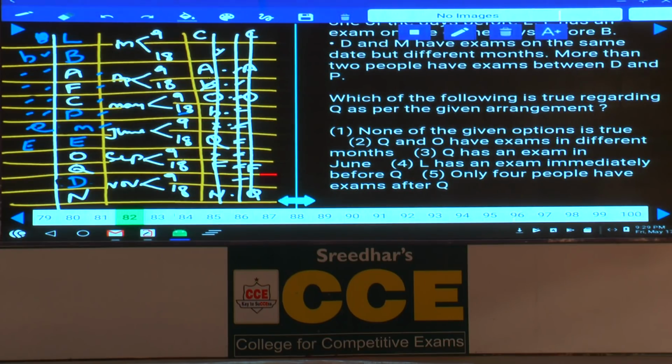L has an exam immediately before Q. L immediately before Q, that is again false. Only 4 people have their exam after Q. That is again false. Then what is your answer here? As none of the given, that is choice 1.